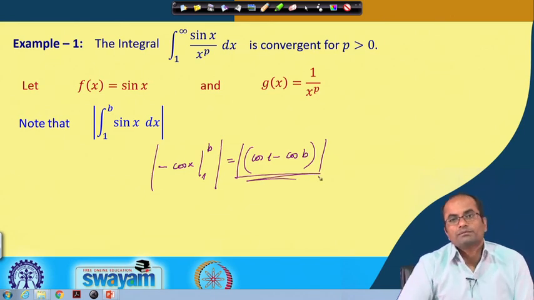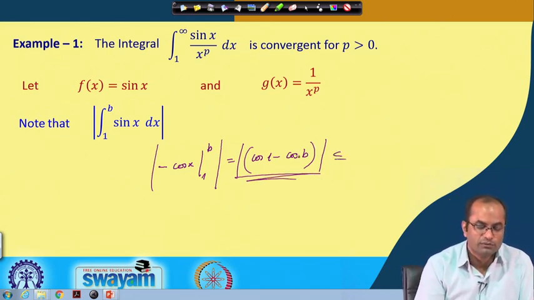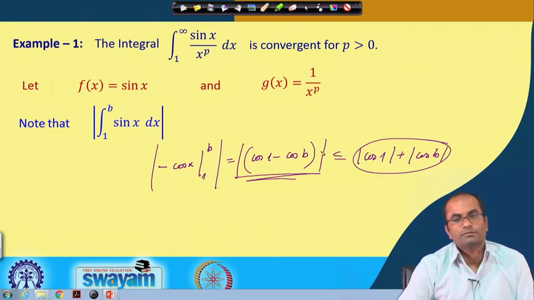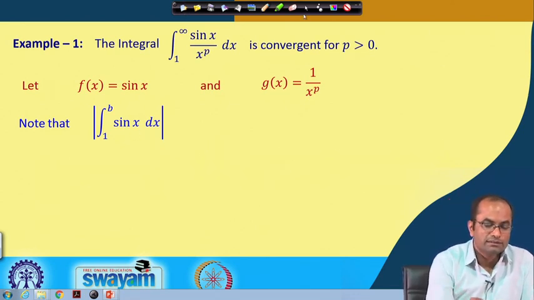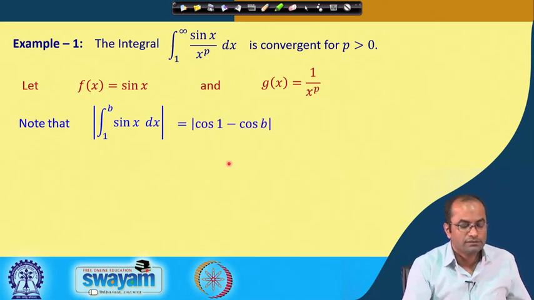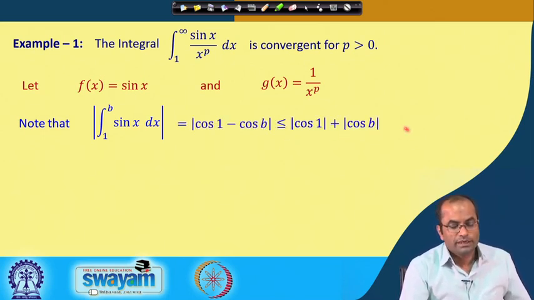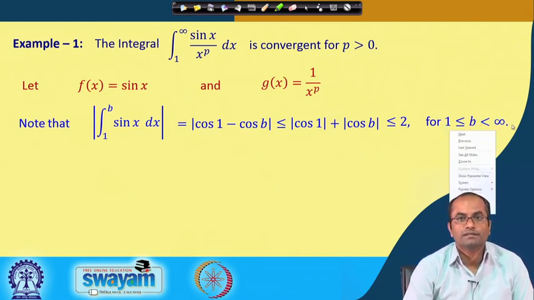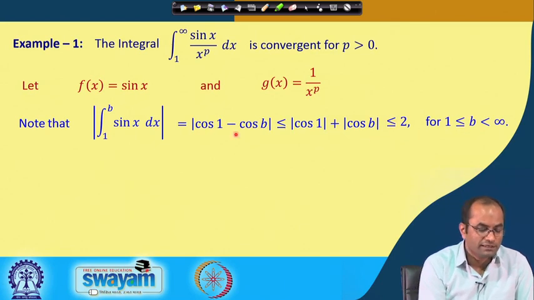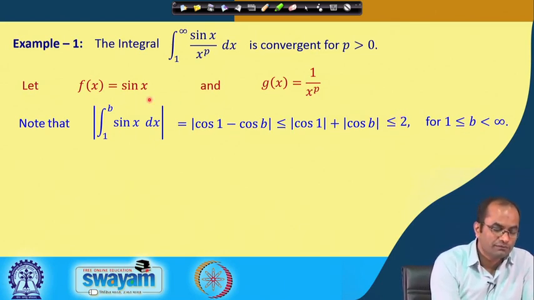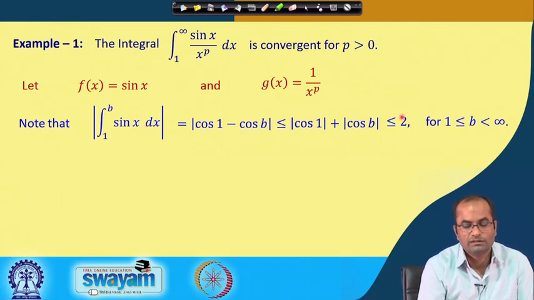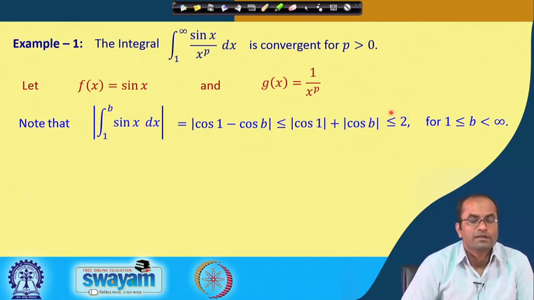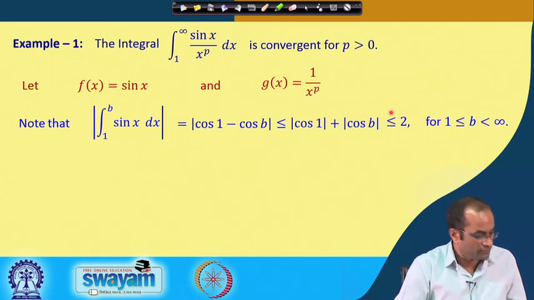So, cos is always bounded by 1, and we can use the inequality that this is less than or equal to cos 1 plus cos b, and in that case this will be bounded by 2. So, we can easily show that this integral is bounded by 2 for any value of b we take which is greater than 1 and less than infinity. So, what we have seen is that there is a uniform bound here. Whatever value of b we take, the value of this integral will be bounded by 2, and this is what we want for uniform boundedness of this integral.